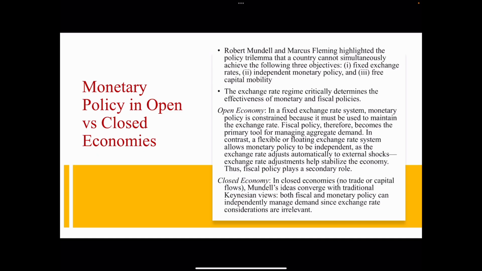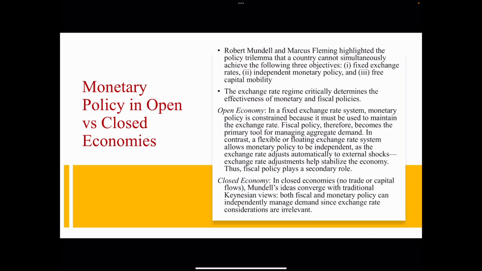So if we look at an open economy such as Canada, in a fixed exchange rate system, monetary policy is constrained because it must be used to maintain the exchange rate. Fiscal policy therefore becomes the primary tool for managing aggregate demand. In contrast, a flexible or floating exchange rate system allows monetary policy to be independent as the exchange rate adjusts automatically to external shocks. The exchange rate adjustments help stabilize the economy. However, in that case, fiscal policy plays a secondary role.